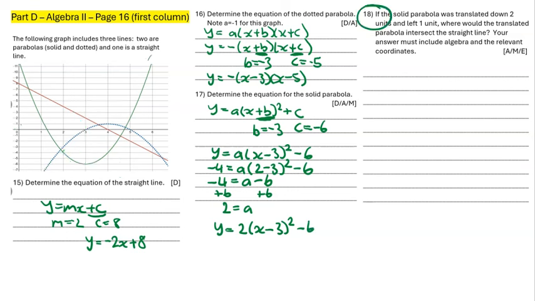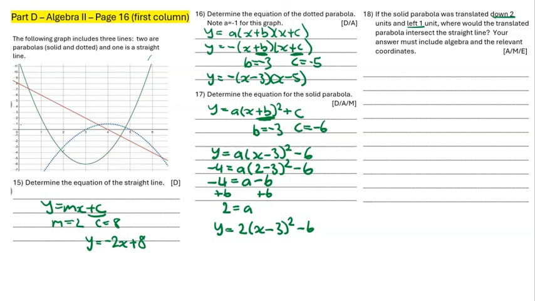So we're now on to question number 18. Question number 18 is the last question in this exam, and it's a doozy. It's the big parabola excellence question. So we've got, if the solid parabola, remember that's the green parabola from question 17, is translated down 2 and left 1, where would the translated parabola intersect the straight line? So basically what's going to happen is this green one, we're going to kind of redraw it moved, and then we need to figure out where that parabola is going to touch that straight line.